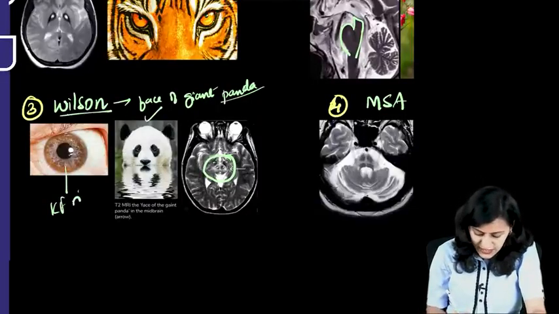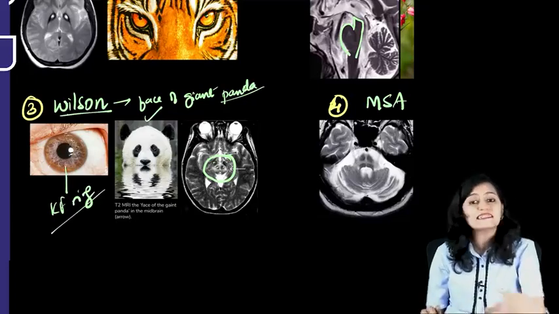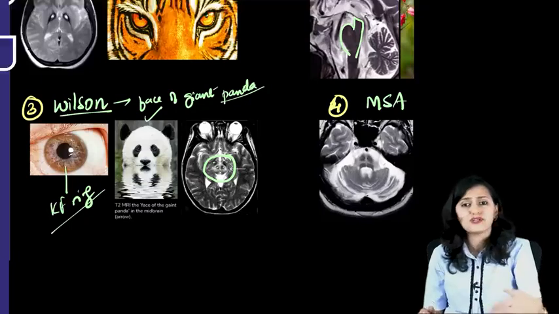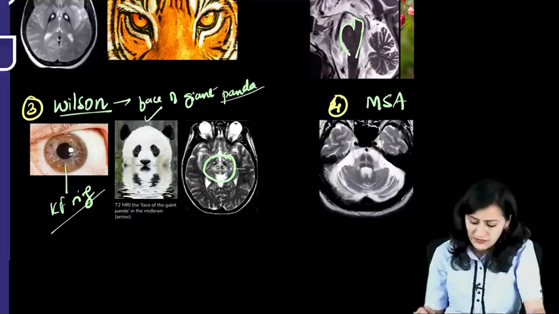And the eye shows the KF ring, right? Very, very important. Serum ceruloplasmin is what we test for. It is decreased, urine copper is increased. Gold standard is the liver biopsy.